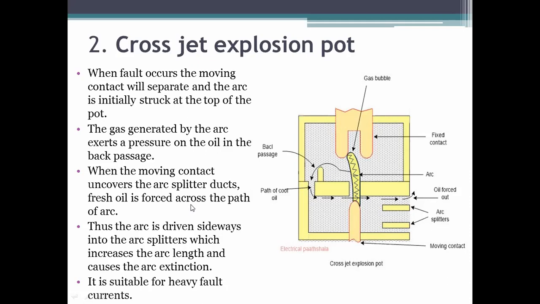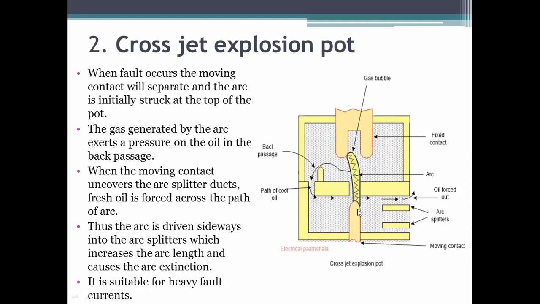What is the advantage? The whole oil is not decomposed here. Whatever oil is available in this upper part, that is the back passage, that oil will extinguish the arc, and if the arc remains, it will be cooled or extinguished by these arc splitters. So this is the advantage, and this cross jet explosion pot is suitable for heavy fault currents.